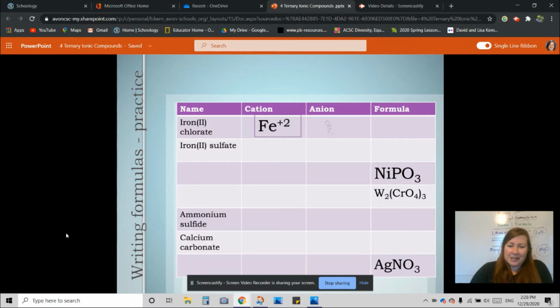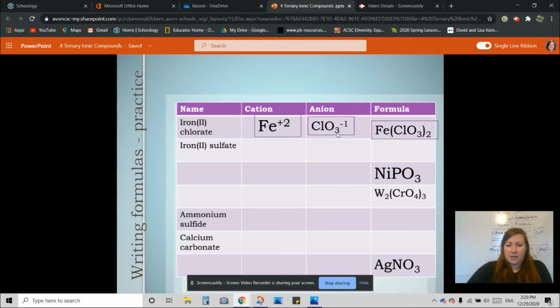If you go back and look at the list, you'll find ClO3 -1 is the chlorate ion. And when you put those together, you've got to balance the charge. So we've got +2 and -1, so we need 2 of the chlorate to go with the iron. So our formula will look like this: Fe(ClO3)2.